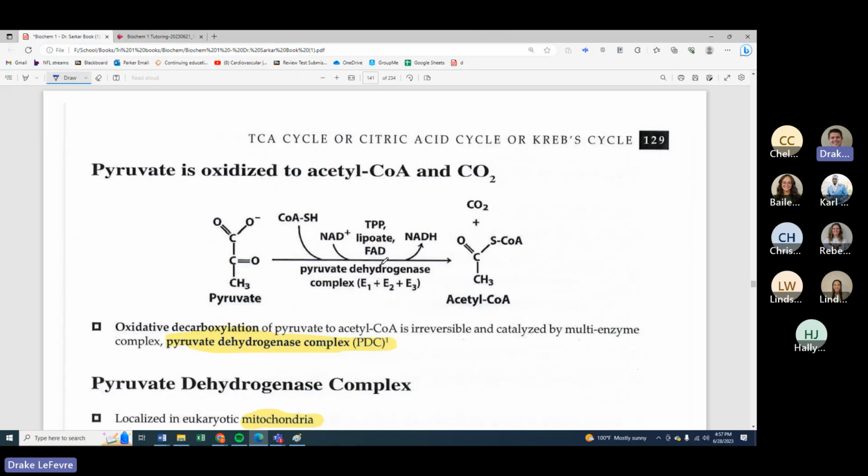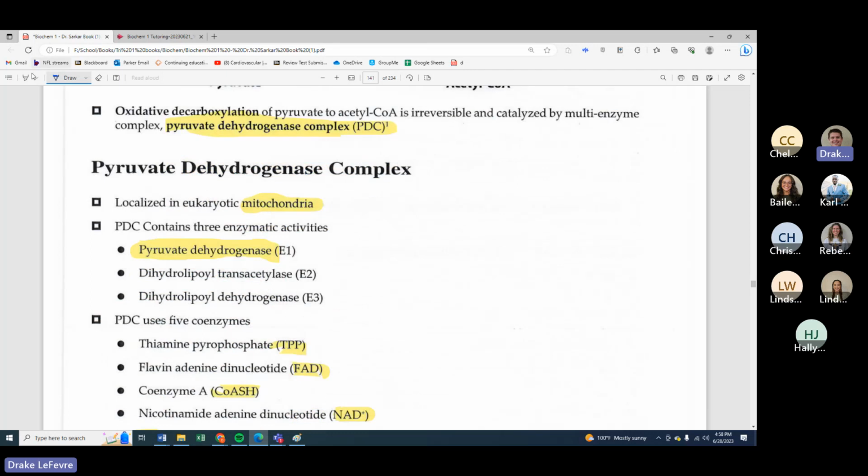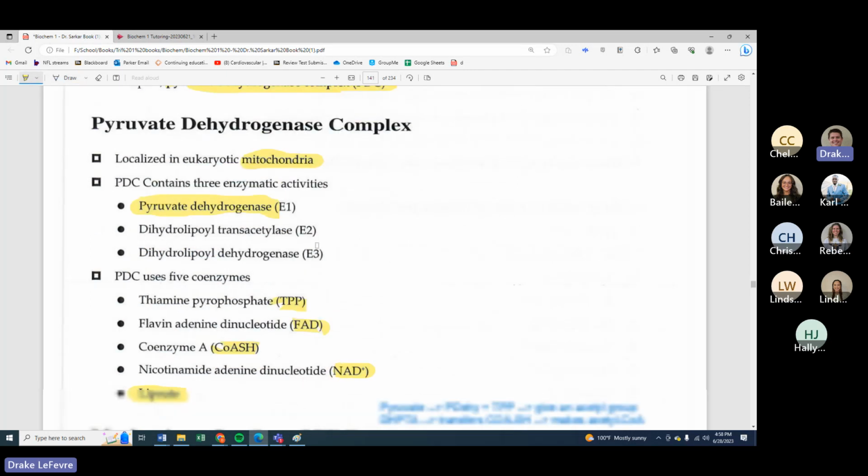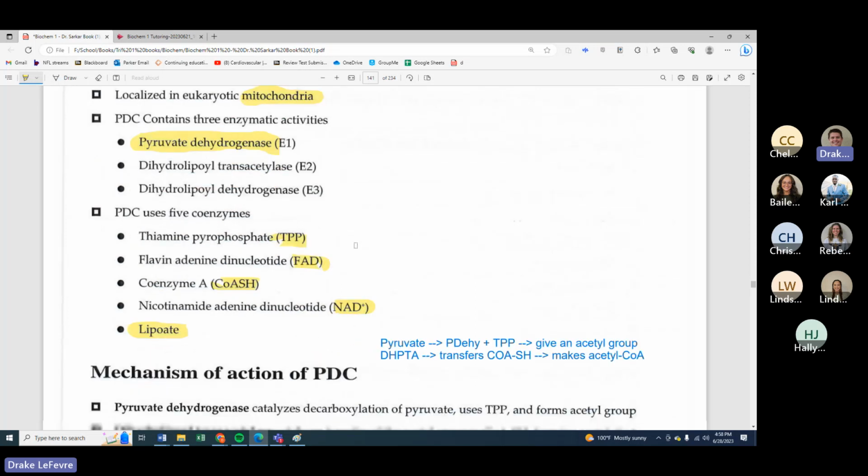So the job of the pyruvate dehydrogenase complex is the actual converting of pyruvate into our acetyl-CoA. And this is why we need oxygen, because we get the production of CO2. So oxygen also has to be going into it in order for this dehydrogenase complex to work. There are 3 different parts to this complex, called E1, E2, and E3, and there are 5 different coenzymes that are used: TPP, FAD, CoASH, NAD+, and lipoate.